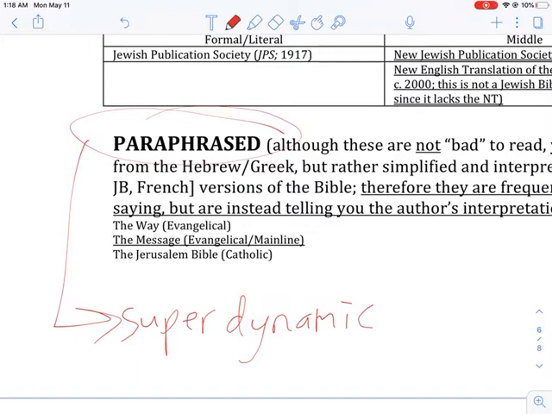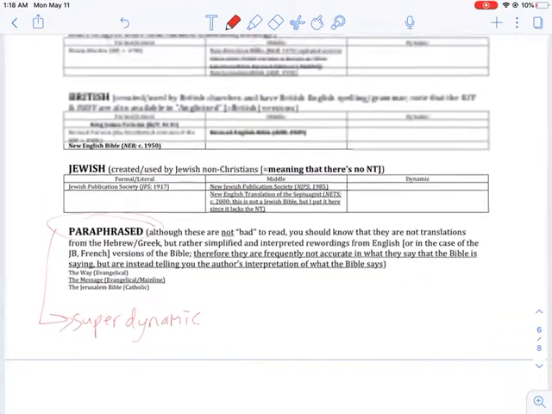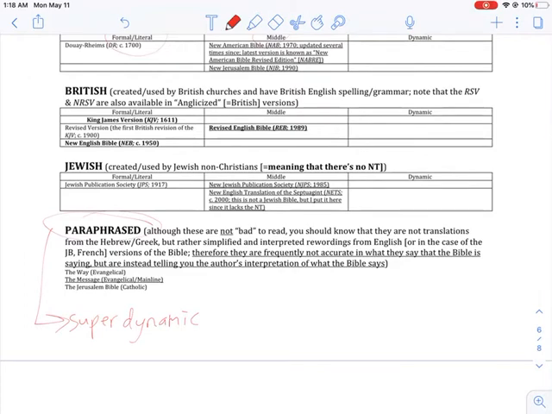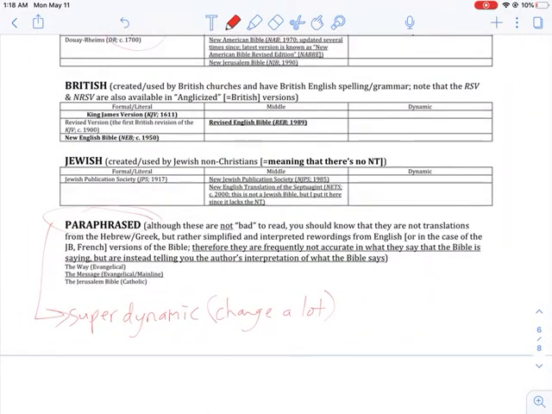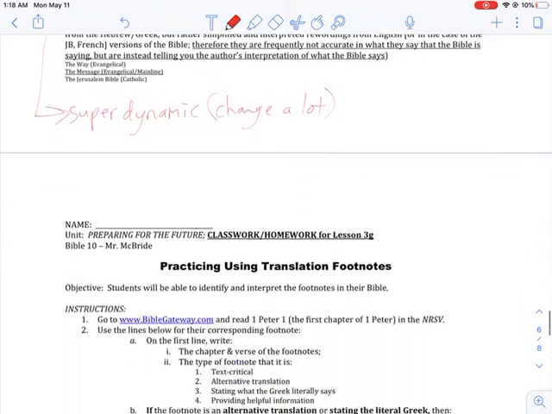Perhaps you've heard of the Message. Many people often quote it. And again, that's a paraphrase, a kind of commentary: here's what I think the Bible verse is saying, not a scholarly here's the Greek and the Hebrew and all that stuff. The Catholic Bible, the Jerusalem Bible, also has the same example in that it was translated from French rather than Greek and Hebrew. So they change a lot, and for serious study of the Bible, I would recommend not reading them to try to find out what the Bible is actually saying.